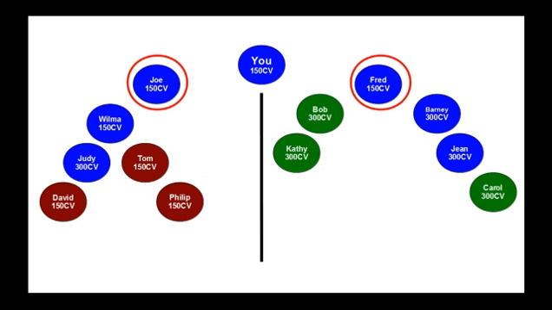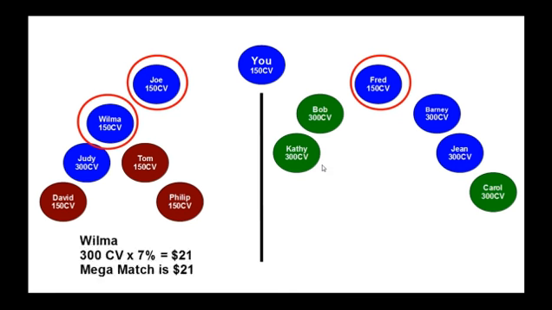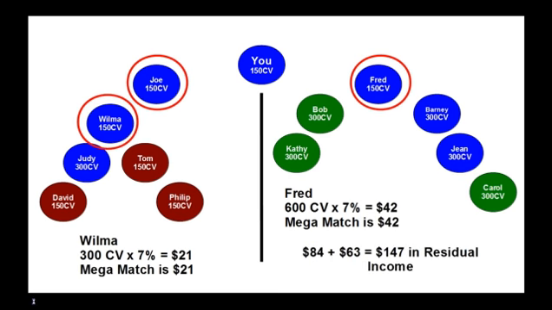However, for Fred, when the month closed, Fred had 600 CV of volume on his left and 900 CV volume on his right. And for Wilma, she had 450 CV of volume on her left and 300 CV volume on her right. So for Wilma, she earned a $21 basic commission, and I mega matched off of that. And for Fred, he earned a $42 basic commission, and I mega matched off of that.